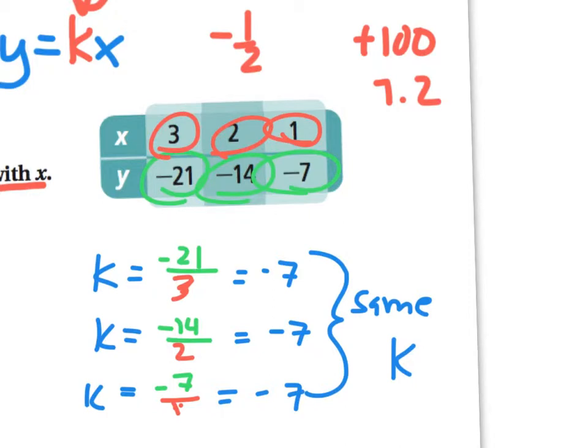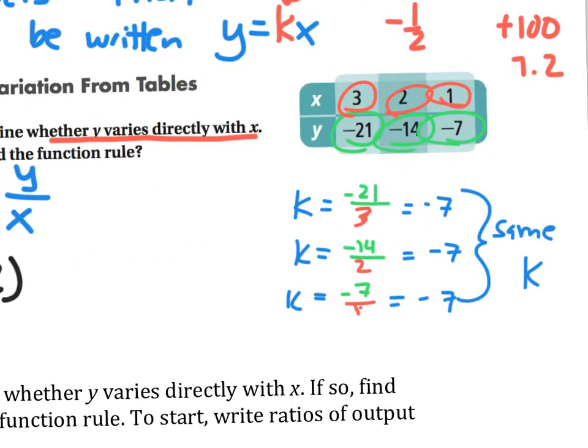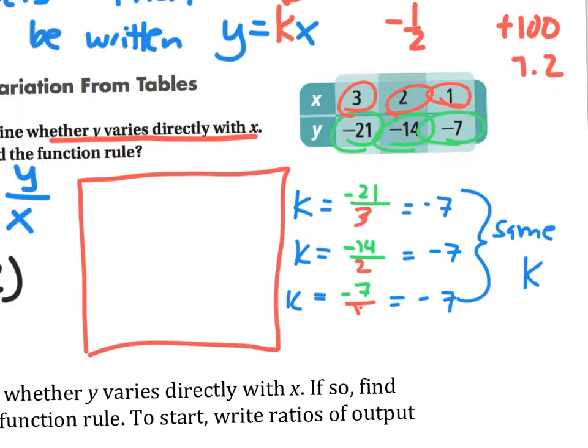Because they're the same, yes, it varies directly. So how do I answer the question over here? Let me make a little box for my answer. The answer is yes. It does vary directly. Why?